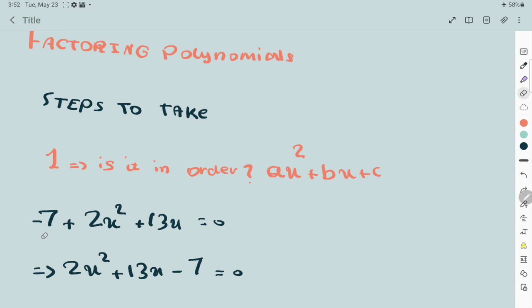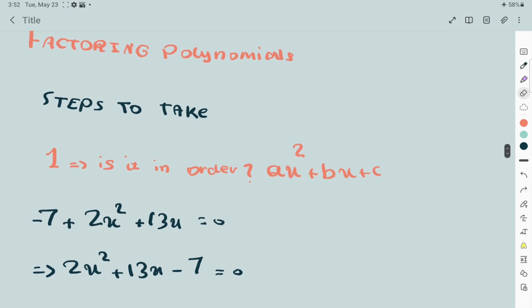Now you can see that your constant c is at the first, your ax squared is at second, and your bx is at third, so it's not in order. You have to make it in order. Remember, a is right in front of the x squared, b is right in front of the x, and c is your lone number, your constant.